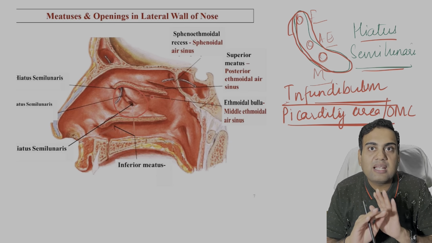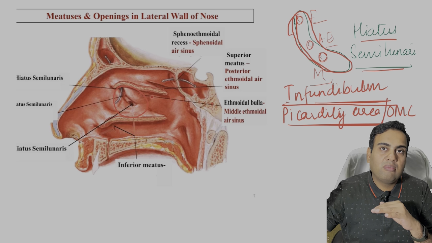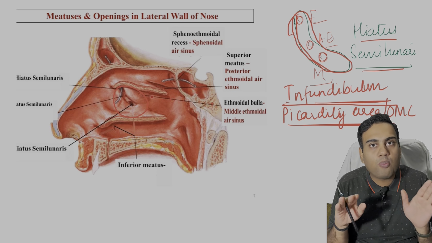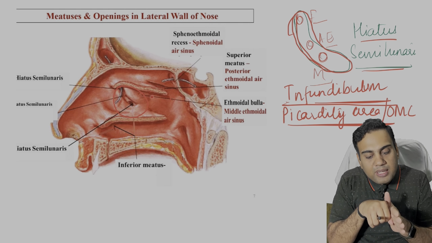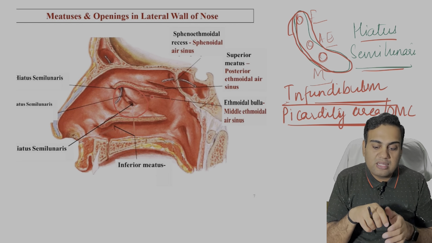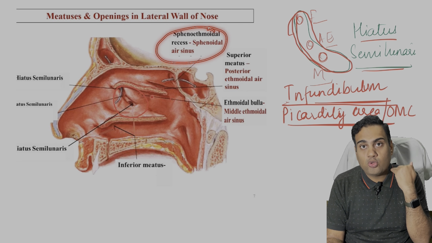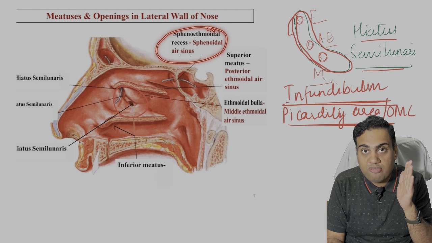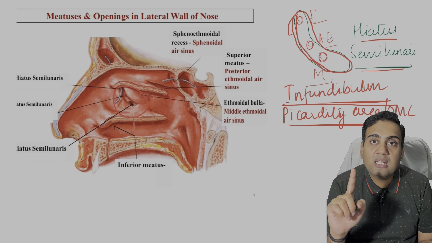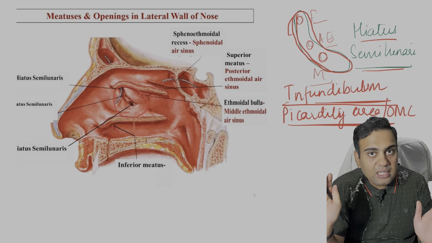So the sphenoid sinus does not open in the lateral nasal wall, or the superior turbinate, superior meatus, supreme meatus. It does not open on the lateral nasal wall. It opens in the area which corresponds to the lateral nasal wall. So this sphenoethmoidal recess is on the posterior wall of the nose, not on the lateral wall of the nose. Is that clear?